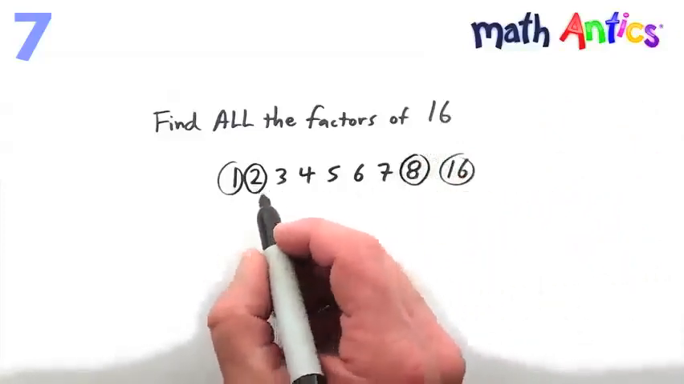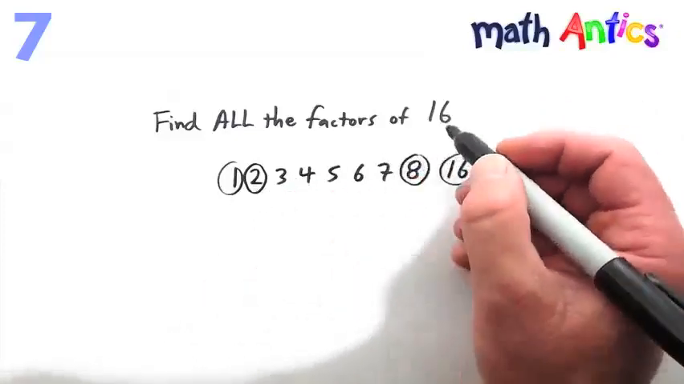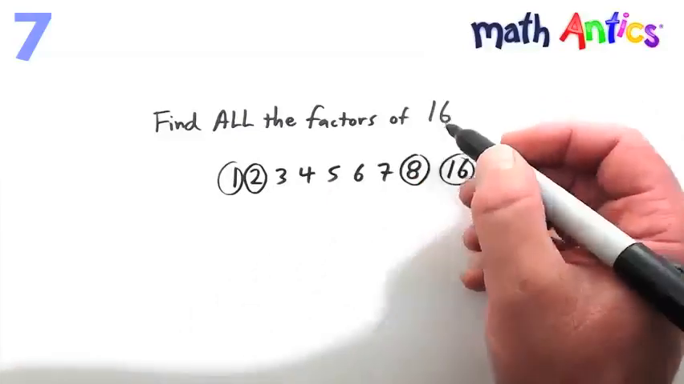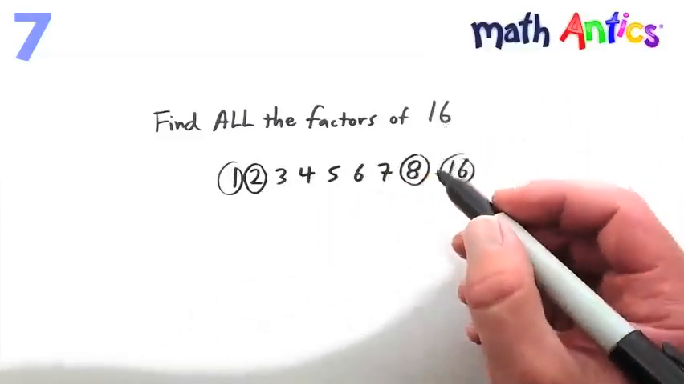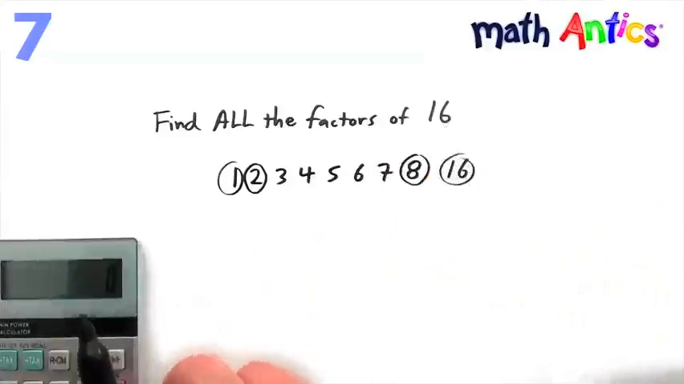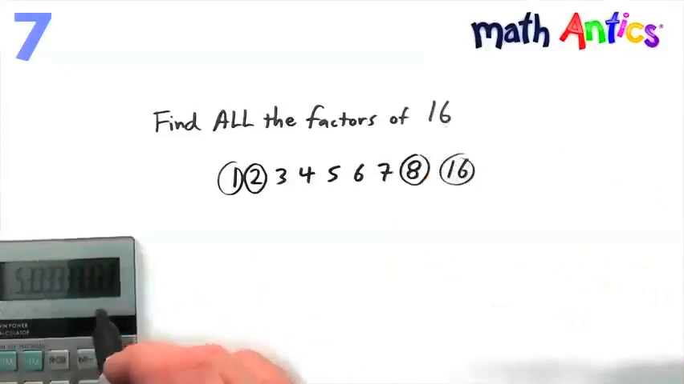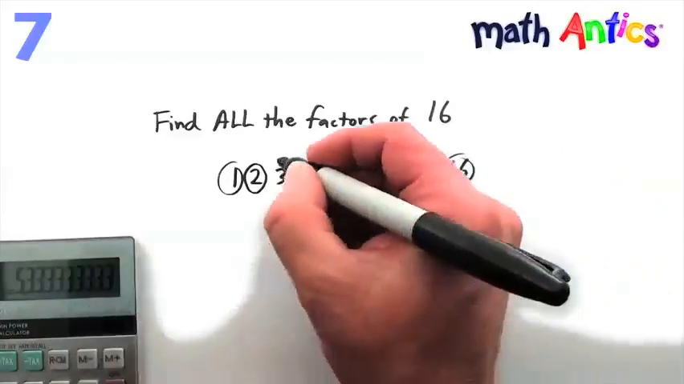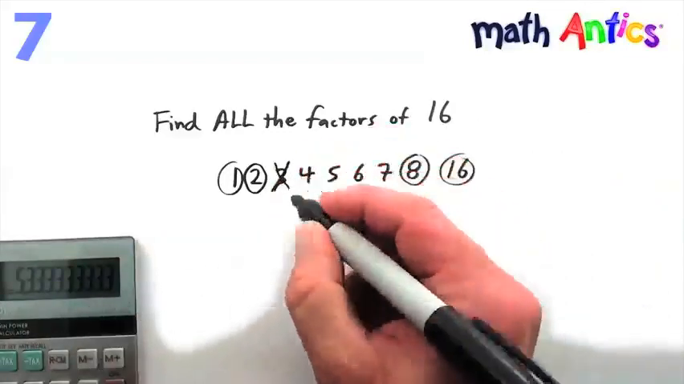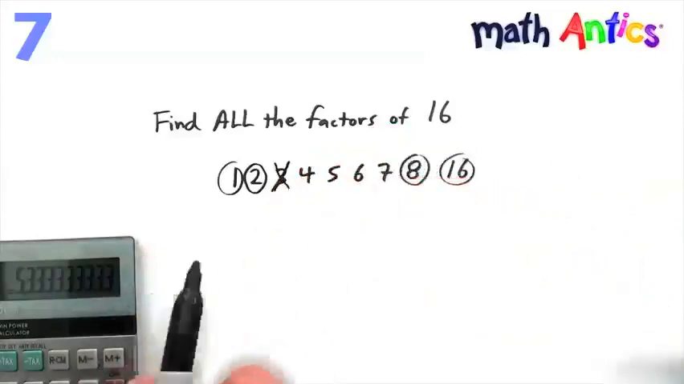Now let's check our next one. 3. Will 3 divide evenly into 16? Well, if you remember your multiplication chart, you'll know that it won't. You could also use a calculator to test that. You could do 16 divided by 3, and you'd see, oh, a huge decimal number. So no, 3 won't divide evenly into 16, so it's not a factor.